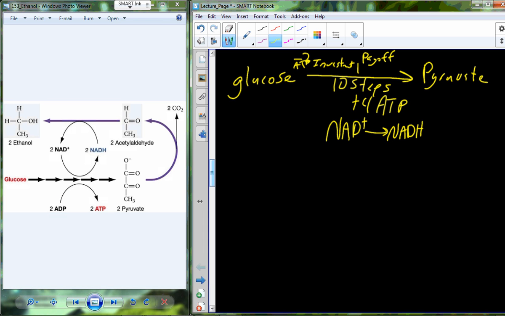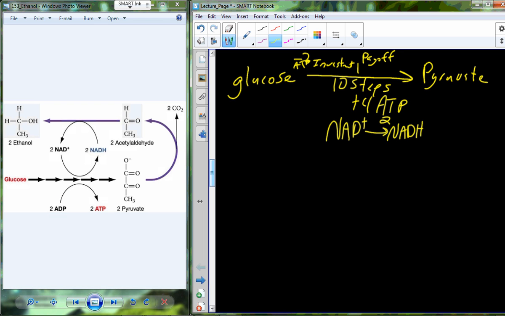And how many of those am I going to get? I'm going to end up with 2 of them. The reason I get 2 is because I get 1 from each of those glyceraldehyde 3-phosphate reactions. Remember there's that isomerization reaction. We have the split of the 6-carbon into two 3-carbon molecules, and both of them eventually get isomerized into glyceraldehyde 3-phosphate and continue through glycolysis.